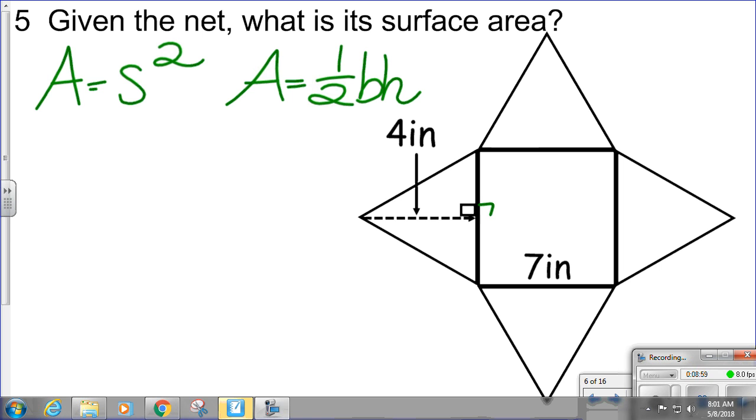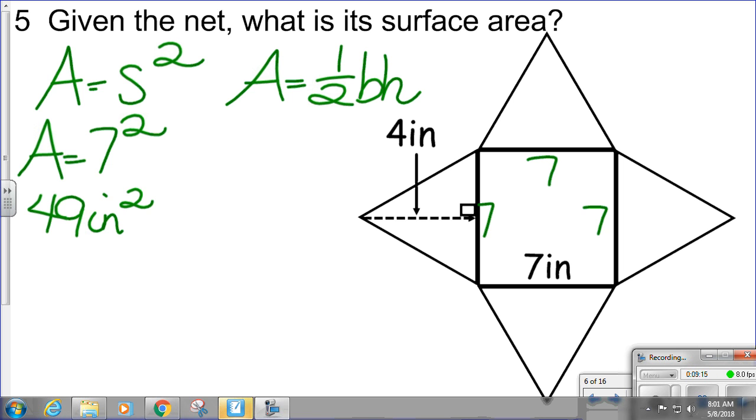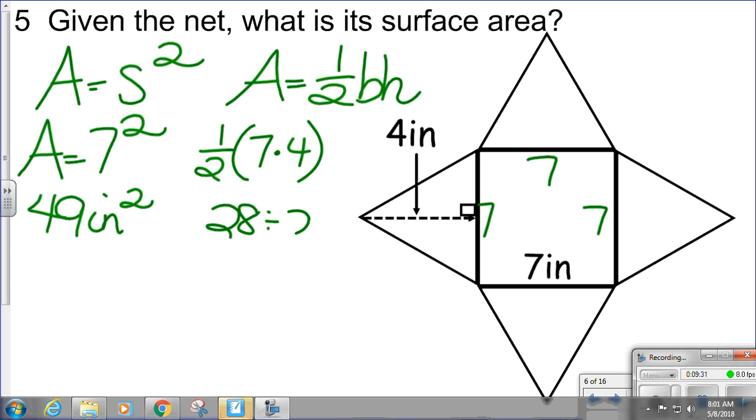Okay, so again, I'm going to fill in. So for area of a square, 7 to the second power. How much is that? 49. Now for the triangles, 1/2 base times height, so 1/2 of 7 times 4. 7 times 4 is 28, and we're going to divide that by 2, which is 14. So these all have areas of 14.